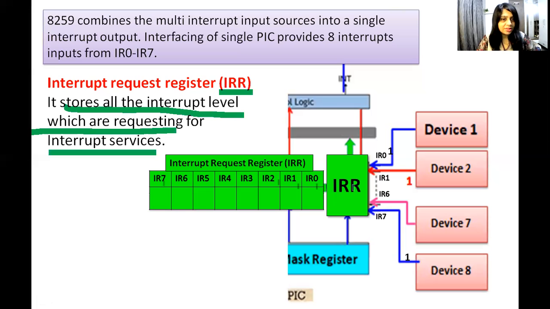So suppose device 1 sends logic 1. If device 1 sent logic 1 as an interrupt request on the IR0 pin, because device 1 is connected to IR0, then the IR0 bit will be set to 1. If device 2 sends a request on the IR1 pin, then IR1 will be 1. And if device 8 sends a request on IR7, then that will be 1. And if other devices do not send any interrupt request, then all these bits will be 0. So this interrupt request register just stores the interrupt request coming on that particular interrupt pin.